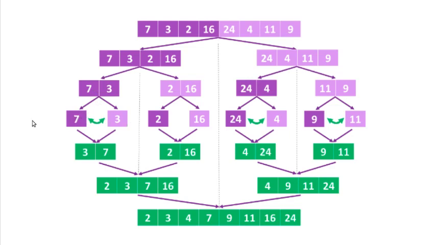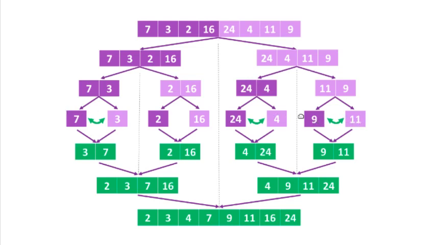Once we have 7 and 3 here, we can do the sorting. It's just a swap, by comparing the first index and the second index. In this case, 7 is greater than 3, so 3 comes earlier and 7 comes later. The same goes for the second, third, and fourth partitions. We do the sorting, and we have 2, 16. We have 4 and 24. And then 9 and 11 remain the same because 9 is smaller than 11.